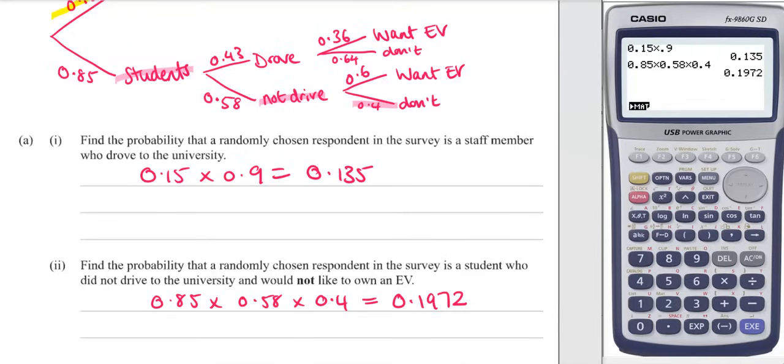Just realized I made a mistake. That's not 0.58 there, that's 0.57. So we'll just fix that up like so.